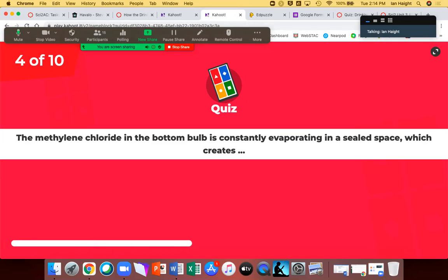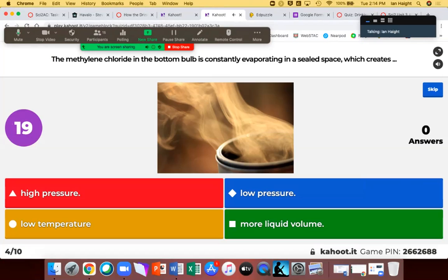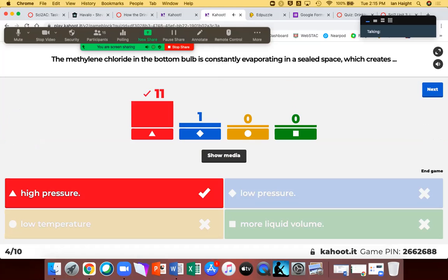The methylene chloride in the bottom bulb is constantly evaporating in a sealed space, which creates what? Very good. Most of you got that it is creating high pressure, right? By generating more gas, high pressure in that bottom bulb.